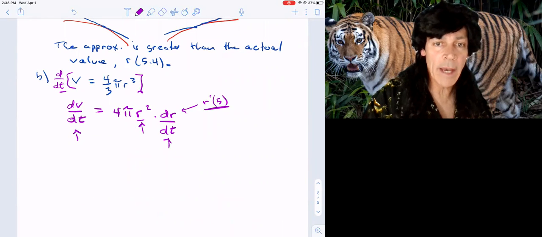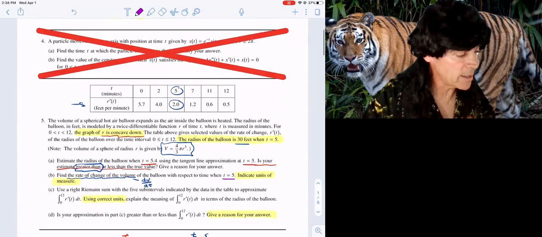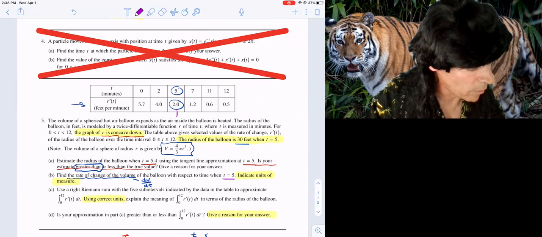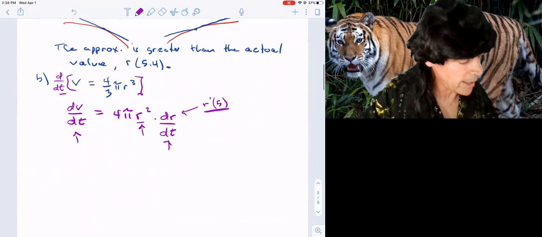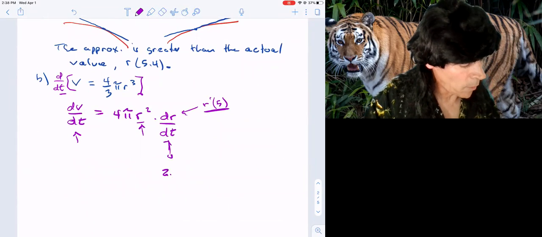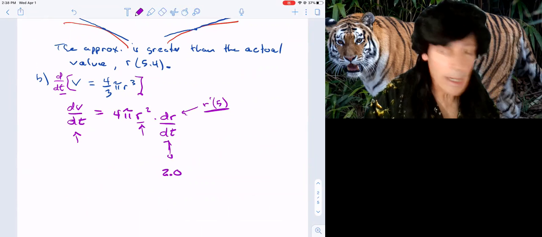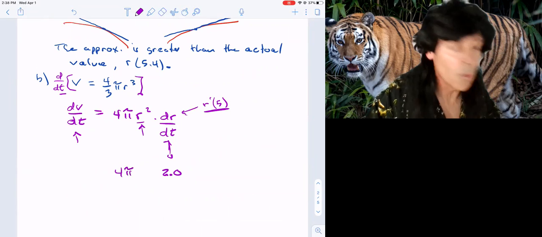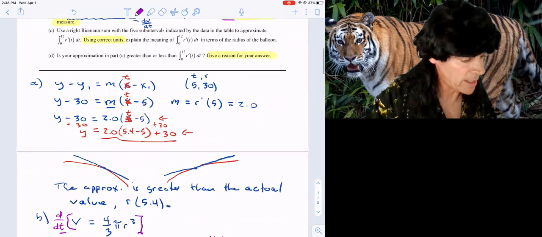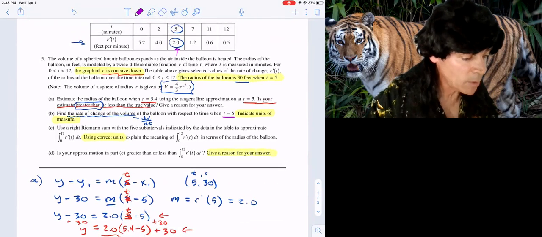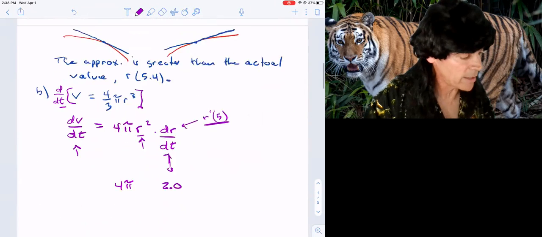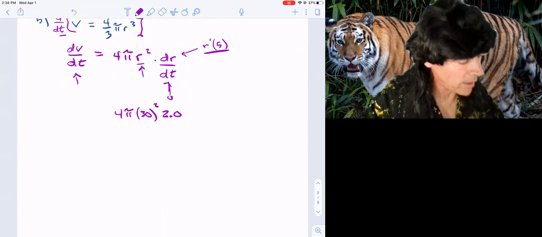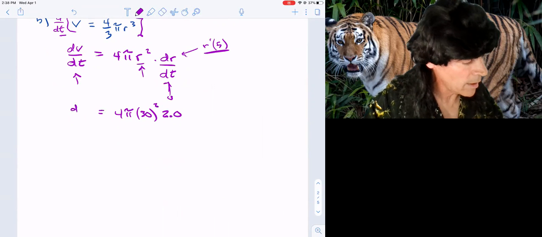Huh, wonder where that might be. Oh, look, it's in the table. R prime at 5, already seen it. It's my 2.0. There it is. So I'm bringing that down. 2.0, that was my GPA back in high school. 2.0 times 4 pi. Ooh, what's the radius? Radius of the balloon at time 5 is 30. There it is right there. Don't forget, you got to square that right there. That's going to be equal to dV/dt.